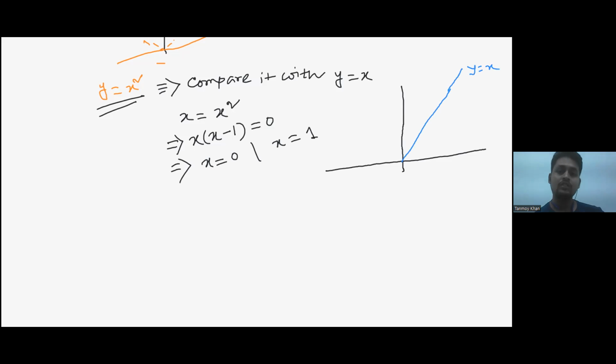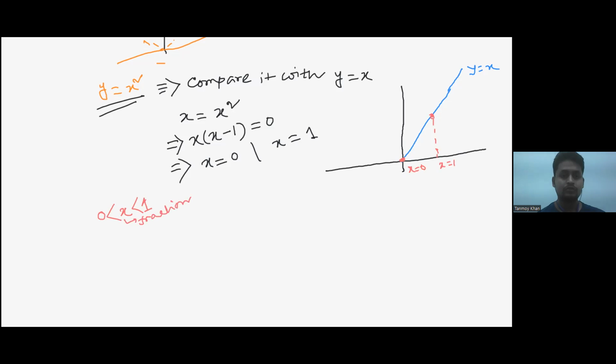Now, how do we know? We know at this point, that is 0, 0, that means x is equal to 0. Let's say this is 1, x is equal to 1. At these 2 points, this function will touch this line. Now, what will happen in between and what will happen after that? Let's say x is in between 0 and 1. If x is 0 to 1, that means x is nothing but a fraction.